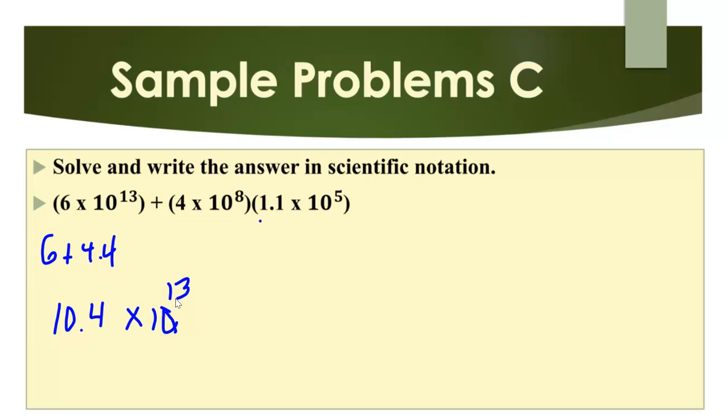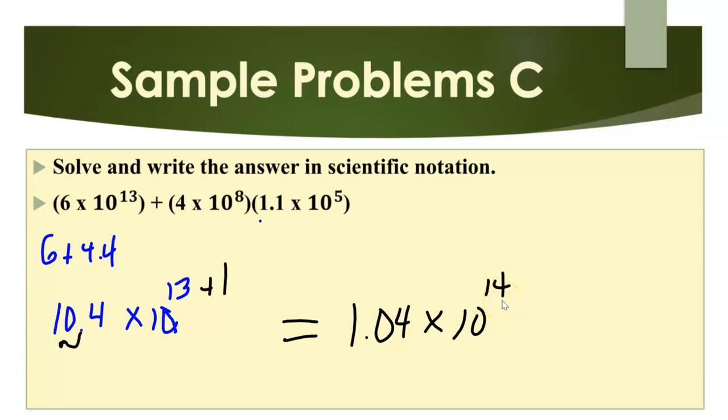And since this is not in scientific notation, I need to move the decimal place 1 to the left. I gained a decimal place, so I gain an exponent. So our answer would be 1.04 times 10 to the 14th. So that is our lesson on scientific notation.